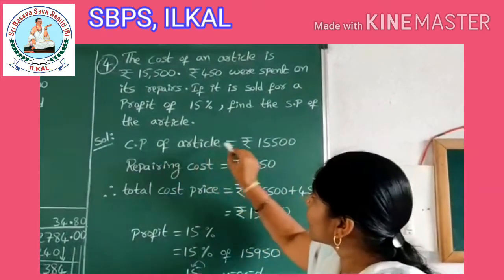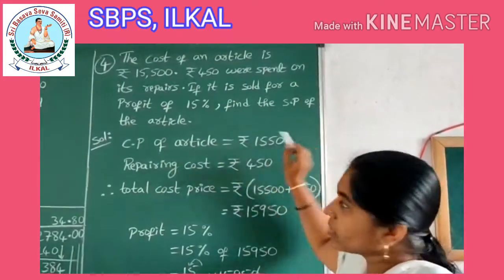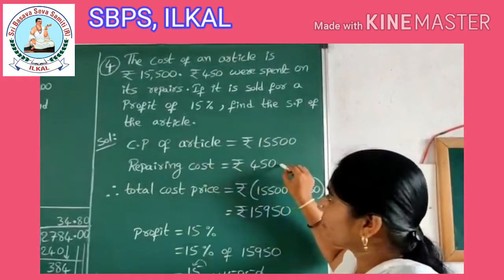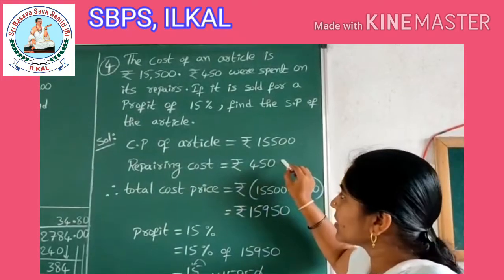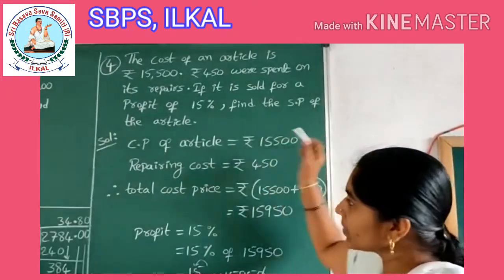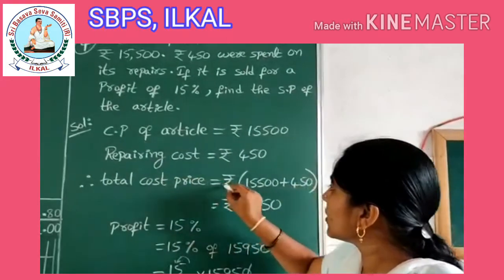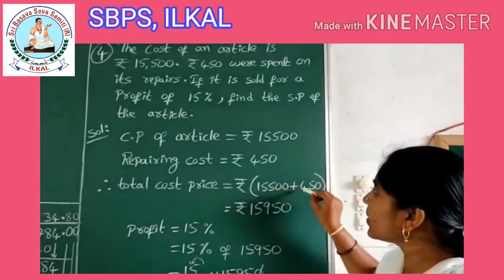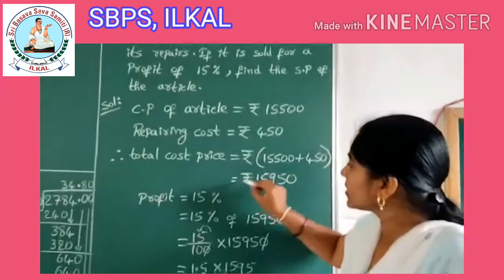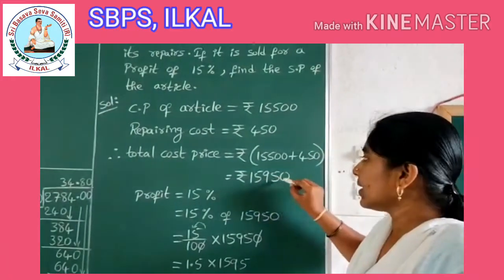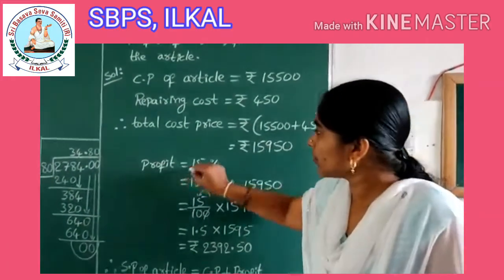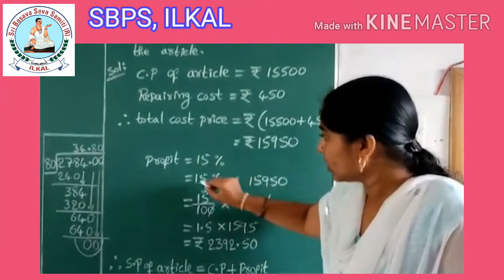Solution. Cost price of the article is 15,500. They give the repairing cost as rupees 450. It is not a percentage, they have given the amount directly. Therefore, total cost price is equal to rupees 15,500 plus 450, which is equal to 15,950. Profit is equal to 15%, they said.